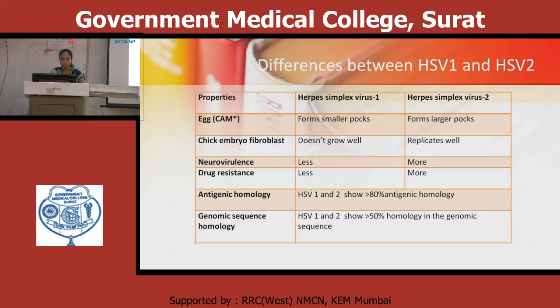In egg, herpes simplex virus 1 forms smaller pocks and type 2 forms larger pocks. Chick embryo fibroblast doesn't grow herpes simplex virus 1, and type 2 replicates well. Neurovirulence in herpes simplex virus 1 is less and drug resistance is also less. In herpes simplex virus 2, neurovirulence and drug resistance are more than type 1. Antigenic homology is greater than 80% homology. Genomic sequence homology is greater than 50% in type 1 and 2.